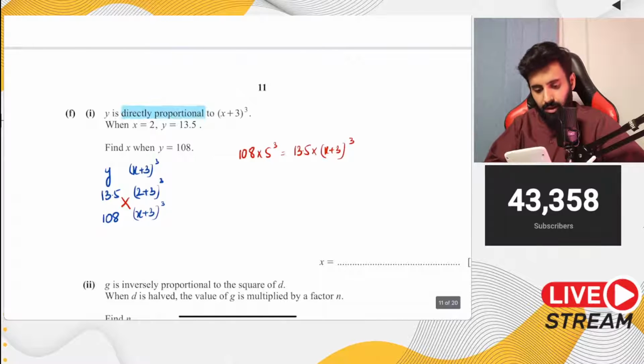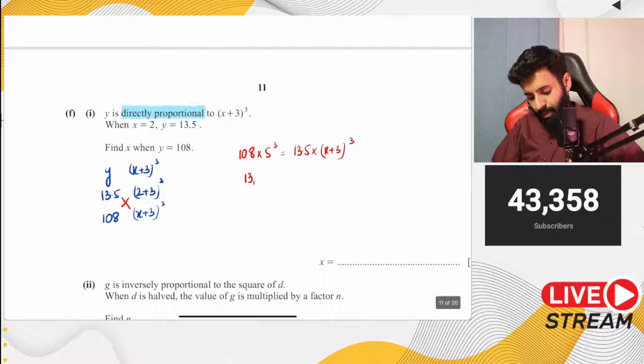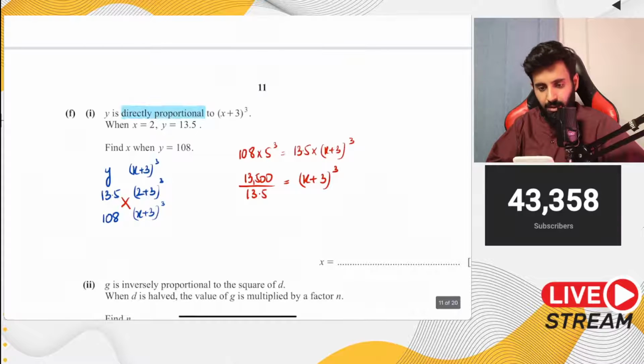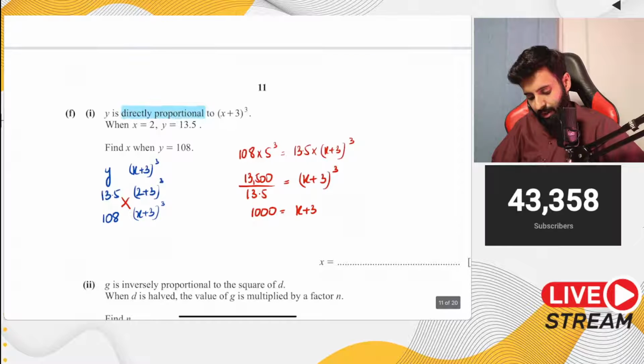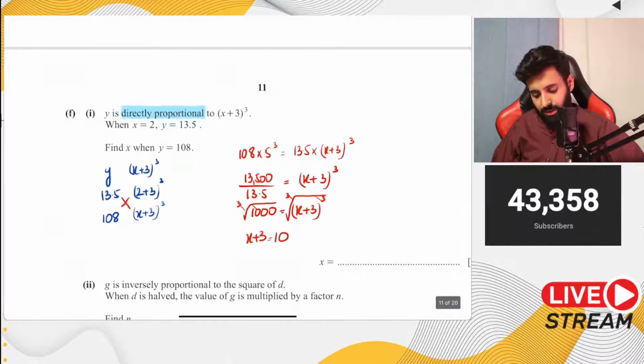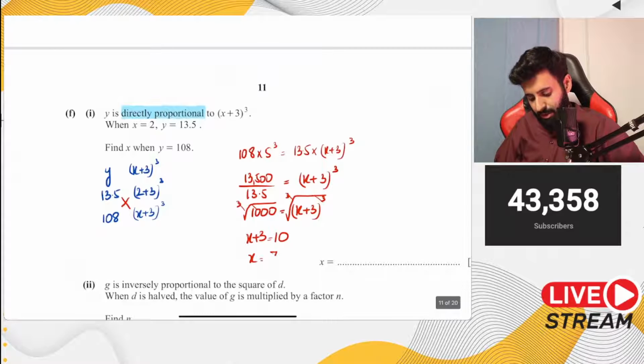So let's work this out. 108 into 5 cubed is equal to 13,500. And if you divide this by 13.5, this will be equal to x plus 3 the whole thing cubed. So 13,500 divided by 13.5 is 1,000. So if 1,000 equals x plus 3 the whole thing cubed, how do you find out the value of x? You take the cube root, so you can first get rid of the cube. Now x plus 3 equals 10, since the cube root of 1000 is 10. So x equals 10 minus 3, which is equal to 7.